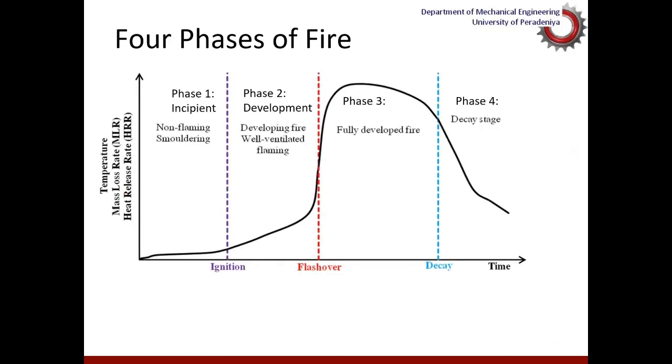If you look at these phases in a diagram, this shows the increase of temperature, mass loss rate, and heat release rate. These increase quite slowly in the initial phase, and then ignition takes place, and then there is faster growth up to a certain point in the development phase. There is a point called the flashover point, and I'll come to that later. Then there is a fully developed fire, and after some time, the fire will run out of fuel. Once everything is burned, it will decay, and that will be the end of the fire.